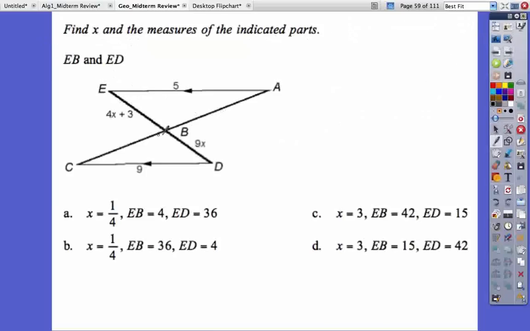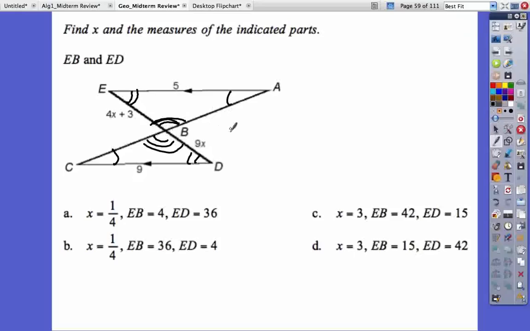Okay, I want to find EB and ED, and I know that this angle is congruent to this one, and this angle is congruent to this one. Angle A is congruent to angle C because of alternate interior angles. Angle E is congruent to angle D because of alternate interior angles. Also, angle CBD is congruent to angle EBA, and I cannot use one letter to name angle B because I can refer to a lot of different angles there.